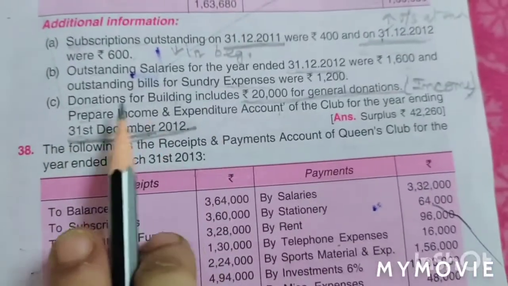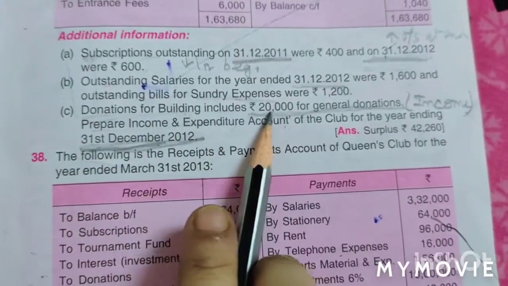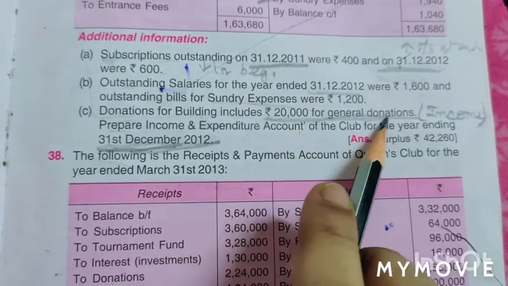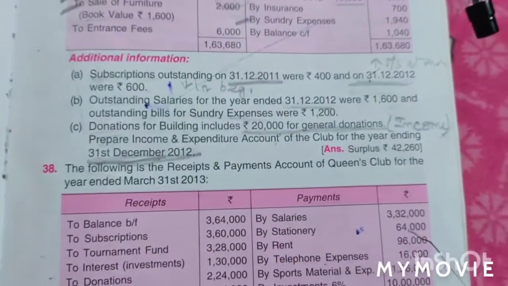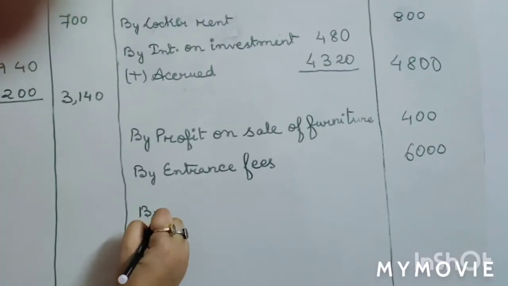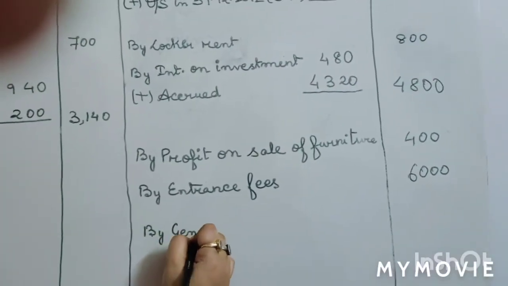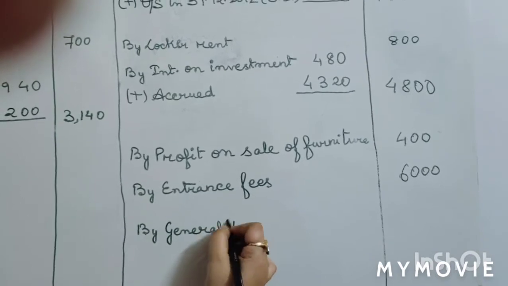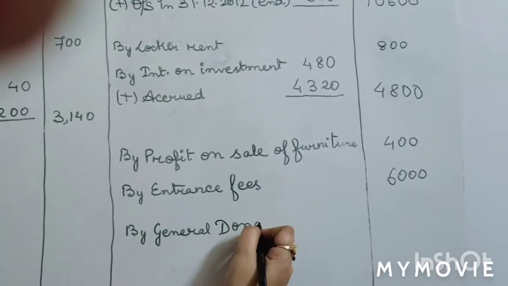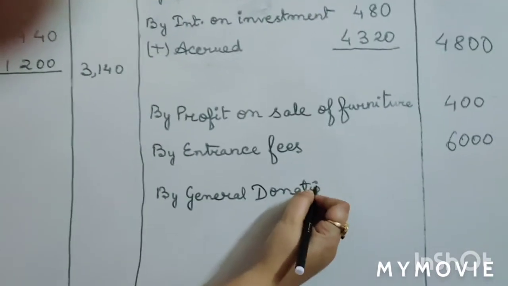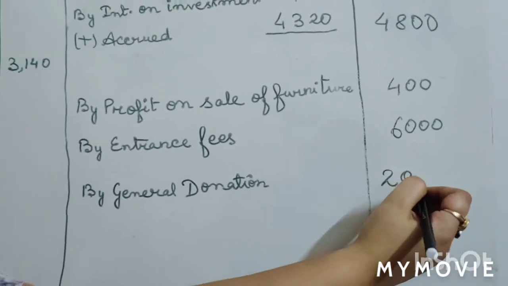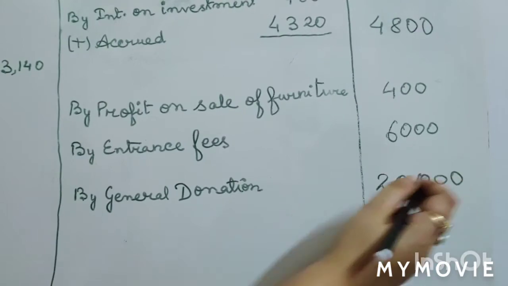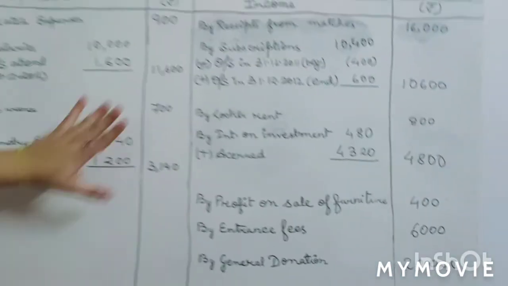Now see the last item. Donation for building includes 20,000 for general donation. So this is an income. So we will record it on the income side. By general donation, our general donation is 20,000. So now we have recorded all the items.